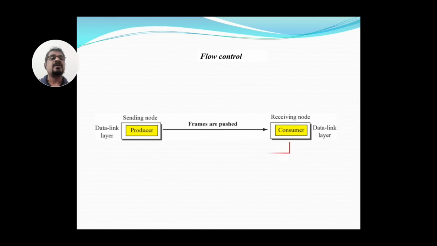So to avoid that, we use the flow control mechanism. In this, the consumer, the receiving node, tells the sending node that it can receive only 50 frames per second. So the sending node, the producer, can send only 50 frames per second, so that data loss can be avoided. This is how the flow control mechanism is implemented in the data link layer.